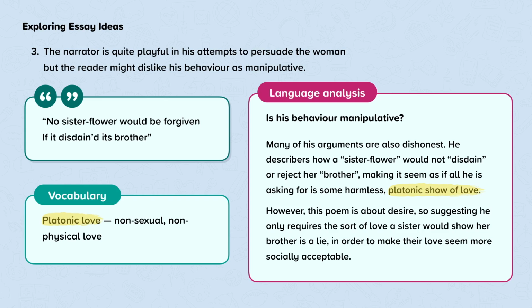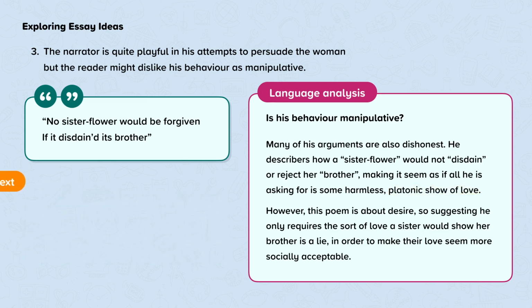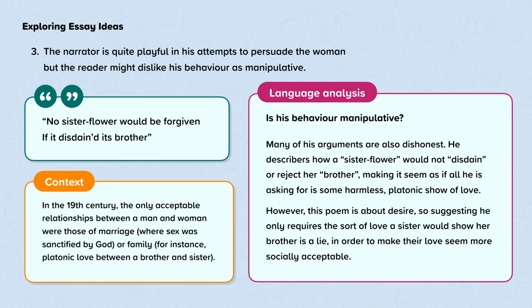Let's link this language analysis to some context. In the 19th century, the only acceptable relationships between a man and woman were those of a marriage, where sex was sanctified by God. Sanctified means made holy or pure. Or family, for instance, the platonic or non-sexual love between a brother and sister.